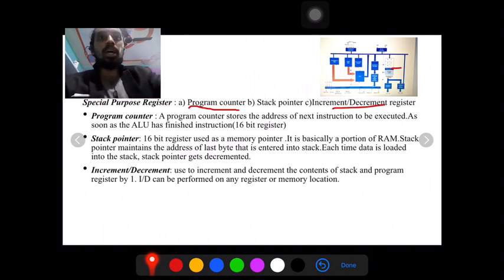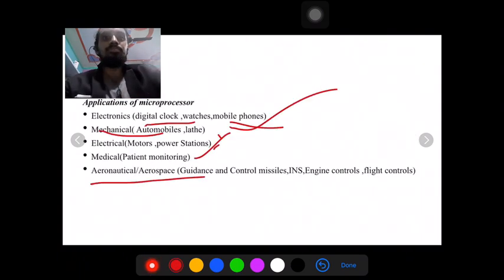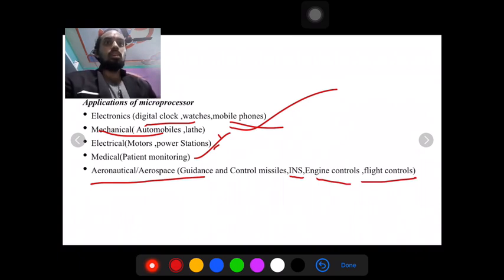Yes, in medical we have your patient monitoring. Then we are even going to have your self diagnosis. Okay, all those come in your medical. Then in your aerospace, aeronautical, we have your missile control guidance system, inertial navigation system, engine controls, flight controls, all those come here. Okay. So basically this is the application of your microprocessor.